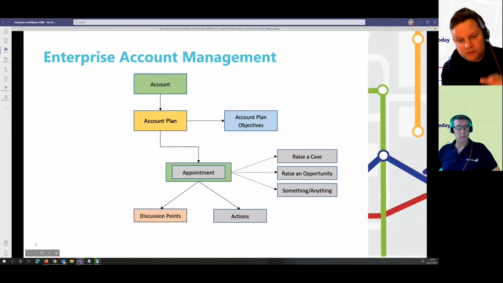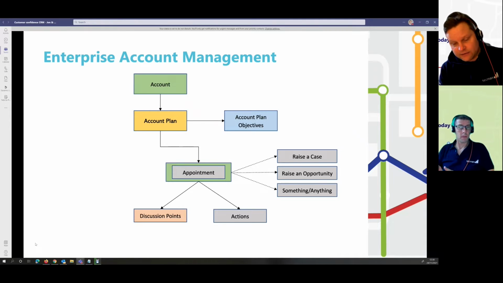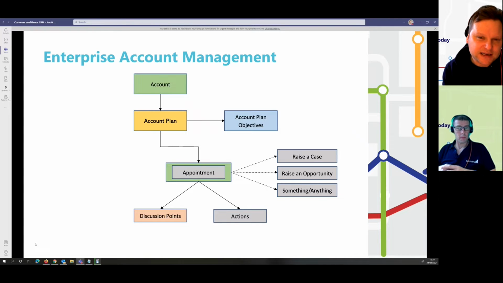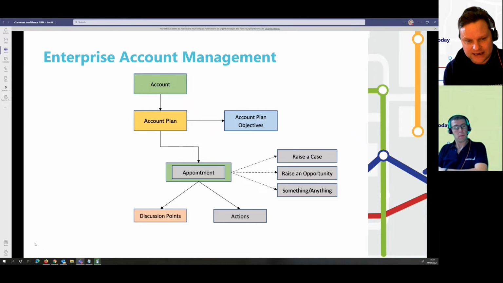So I think just before we dive into the actual demonstration itself, this is a top-down view of the relationship of how the enterprise version of the account management works. So hopefully, if you're familiar with CRM, this will help. But at the top level, we simply have an account.